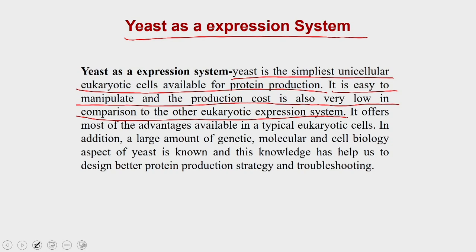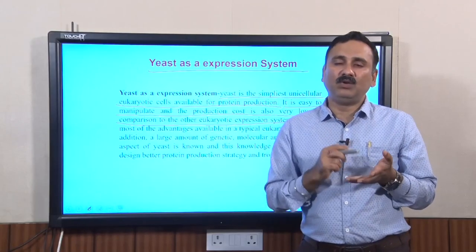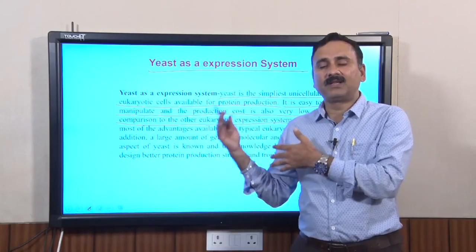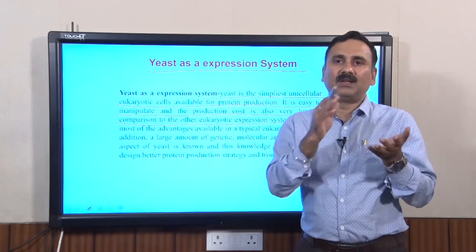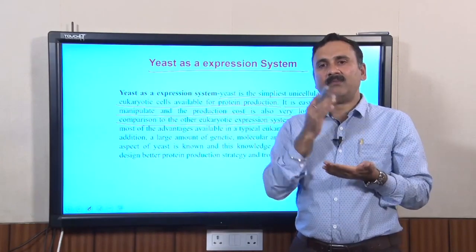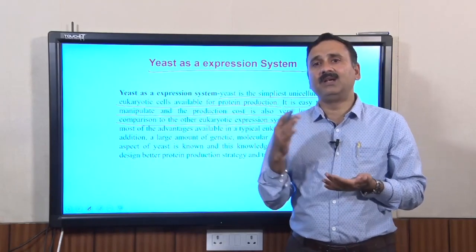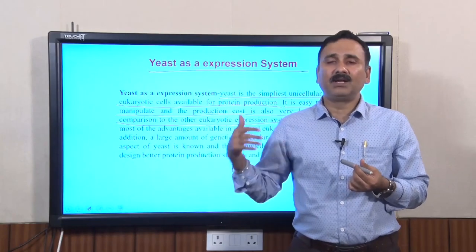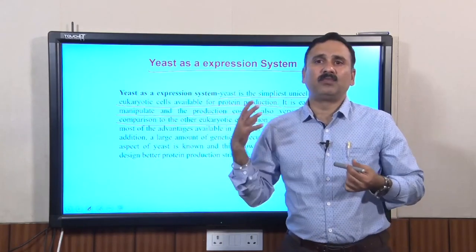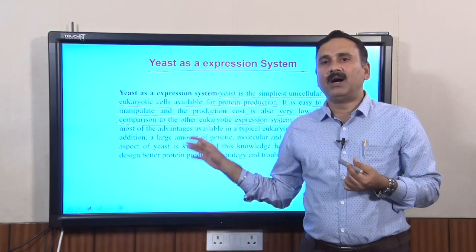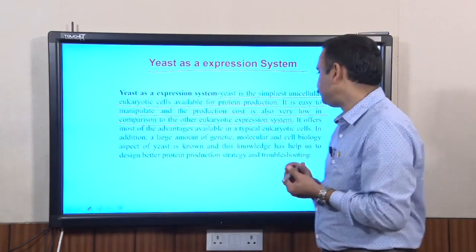So among the eukaryotic systems you have yeast, you have insect cell lines, you have mammalian cells, and you have virus or bacteriophage based protein production systems. In comparison to these systems, yeast is the simplest in terms of performing the transformations, in terms of screening the clones, as well as in terms of producing the protein, and ultimately the cost of protein production in the yeast system is very, very low compared to the other eukaryotic expression systems.